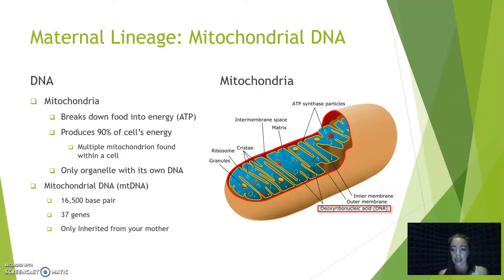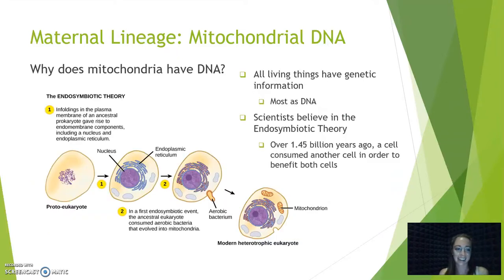Mitochondrial DNA is passed on from mother to her children. So a son would have the same exact mitochondrial DNA as his sister, as well as they would have the same mitochondrial DNA as their mother, who has the same mitochondrial DNA as her mom, and etc., etc., etc. I mean, obviously mutations happen, but we'll get to that.